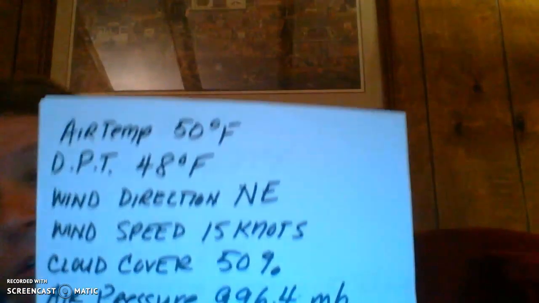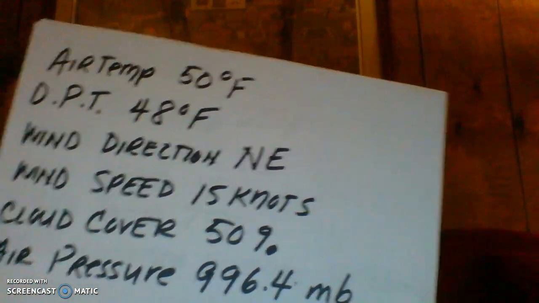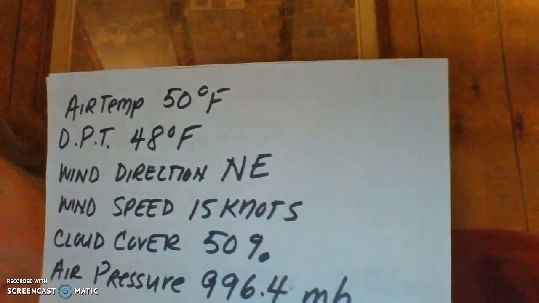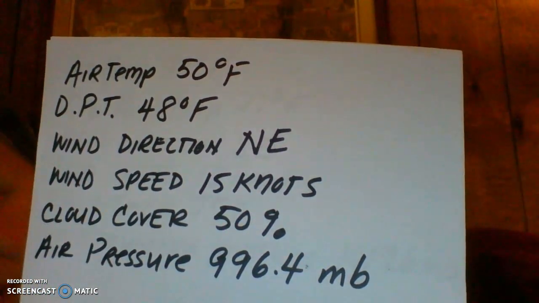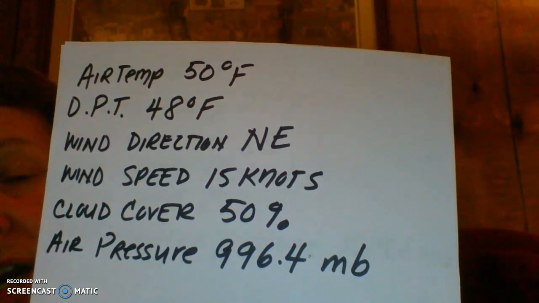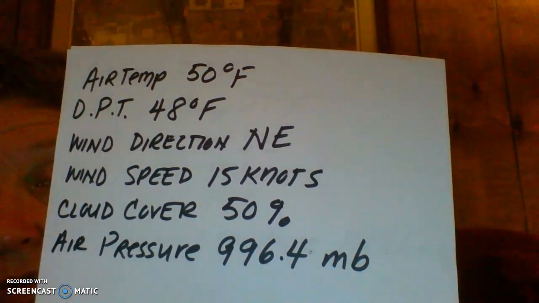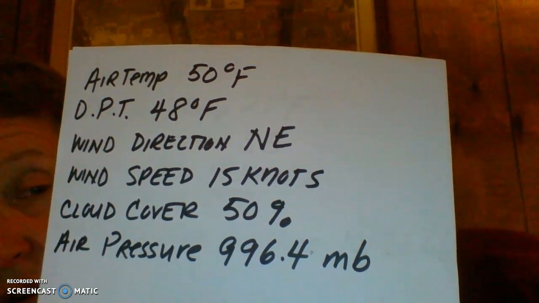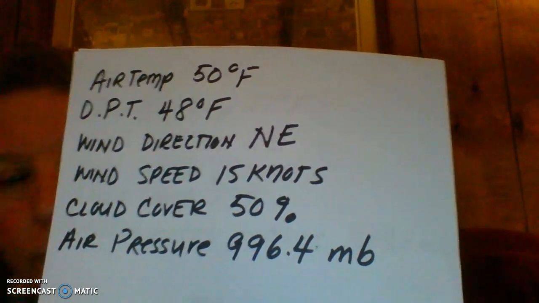So I'm going to give you some data. Here's our data. Air temperature, got a paper and a pen? Our air temperature is 50 degrees. Our dew point temperature, let's move it over. Wind direction northeast, wind speed 15 knots. The cloud cover is going to be 50%. Air pressure 996.4 millibars. Alright, so write down your data, our different variables. We have 6 variables here, and we're going to build our weather station with this information.